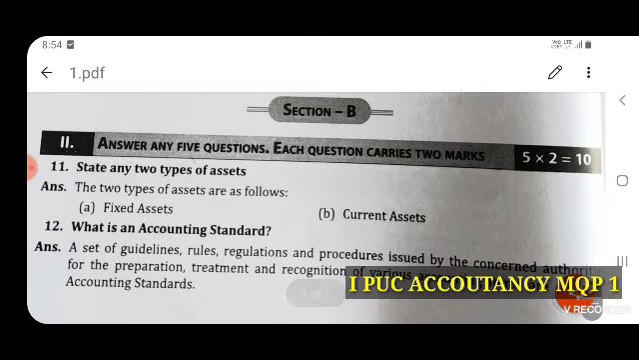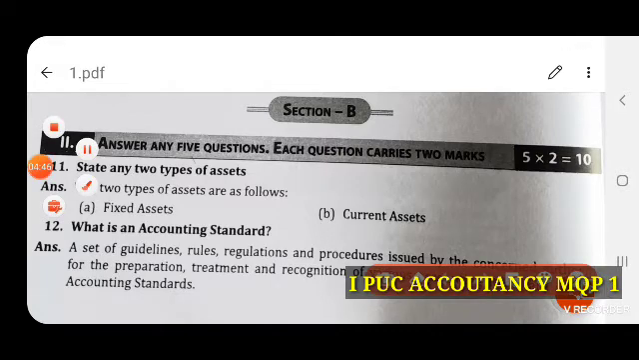Now come to 2 marks questions. We'll get 8 questions. Out of 8 we have to answer any 5. Next, state any 2 types of assets: fixed assets, current assets, or we can write tangible assets or intangible assets also.